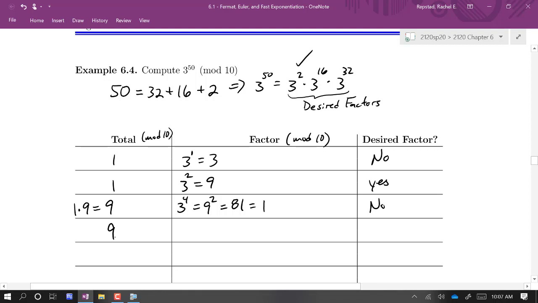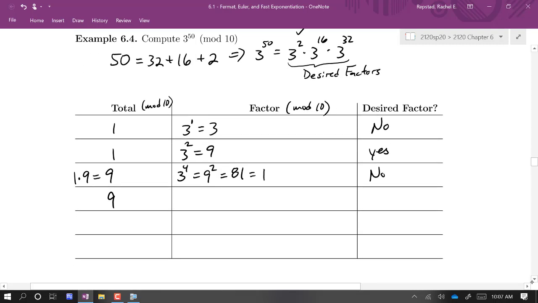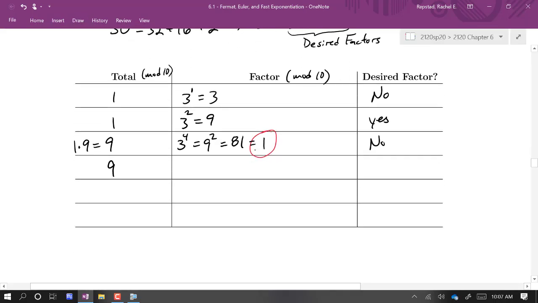Now, before we go any further, we'll just note that our current factor is a 1. We get every new factor by squaring the one that just came before it. When you square 1, you'll get 1 every single time. So once we get a 1 here, all of the remaining factors will be 1, and the current total is the final total.